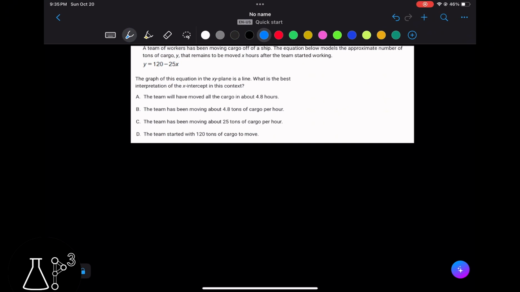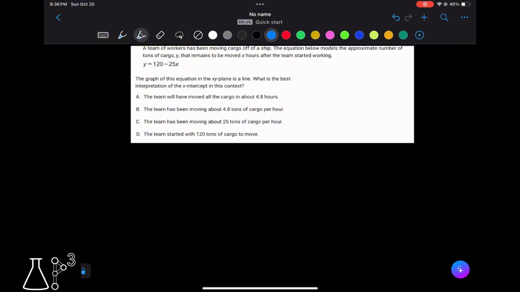Okay, let me do another question. A team of workers has been moving cargo off a cargo ship. The equation below models the approximate number of tons of cargo y that remains to be removed x hours after the team started working. The graph of this equation in the xy-plane is a line. What is the best interpretation of the x-intercept in this context?